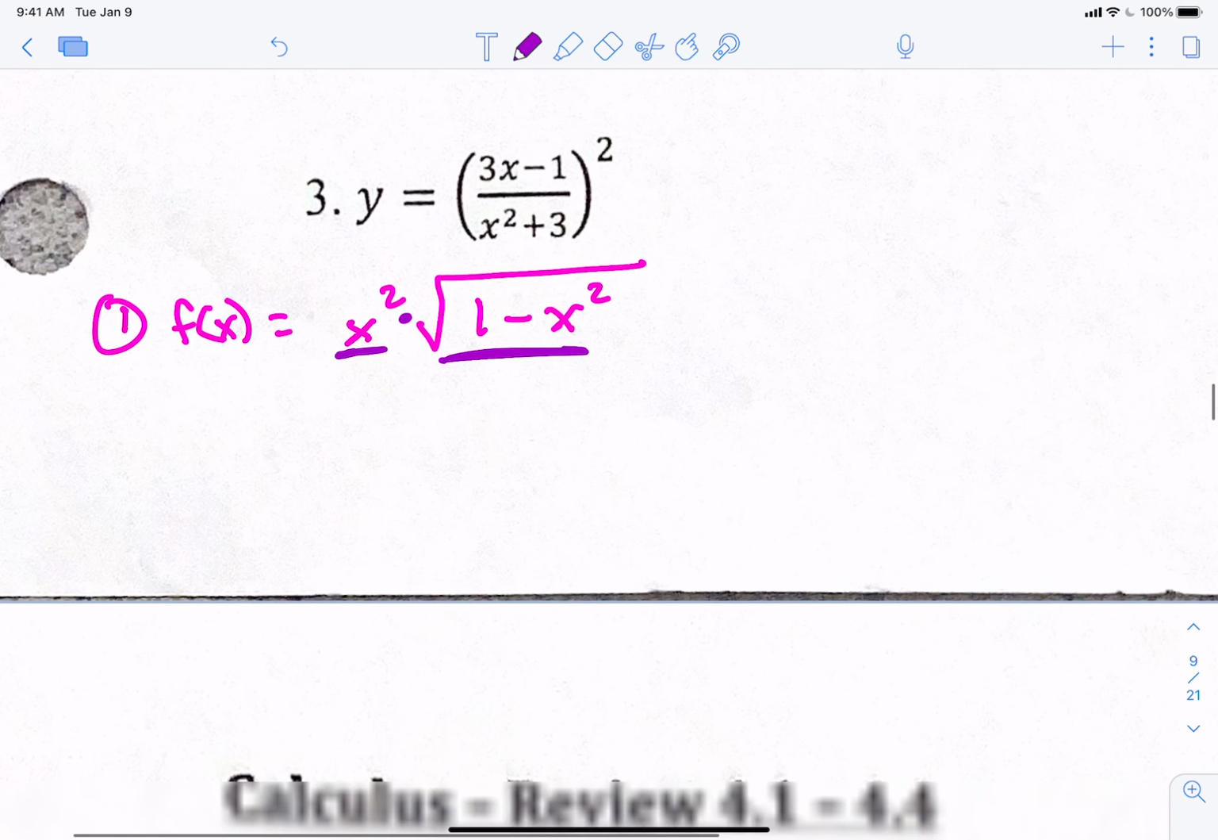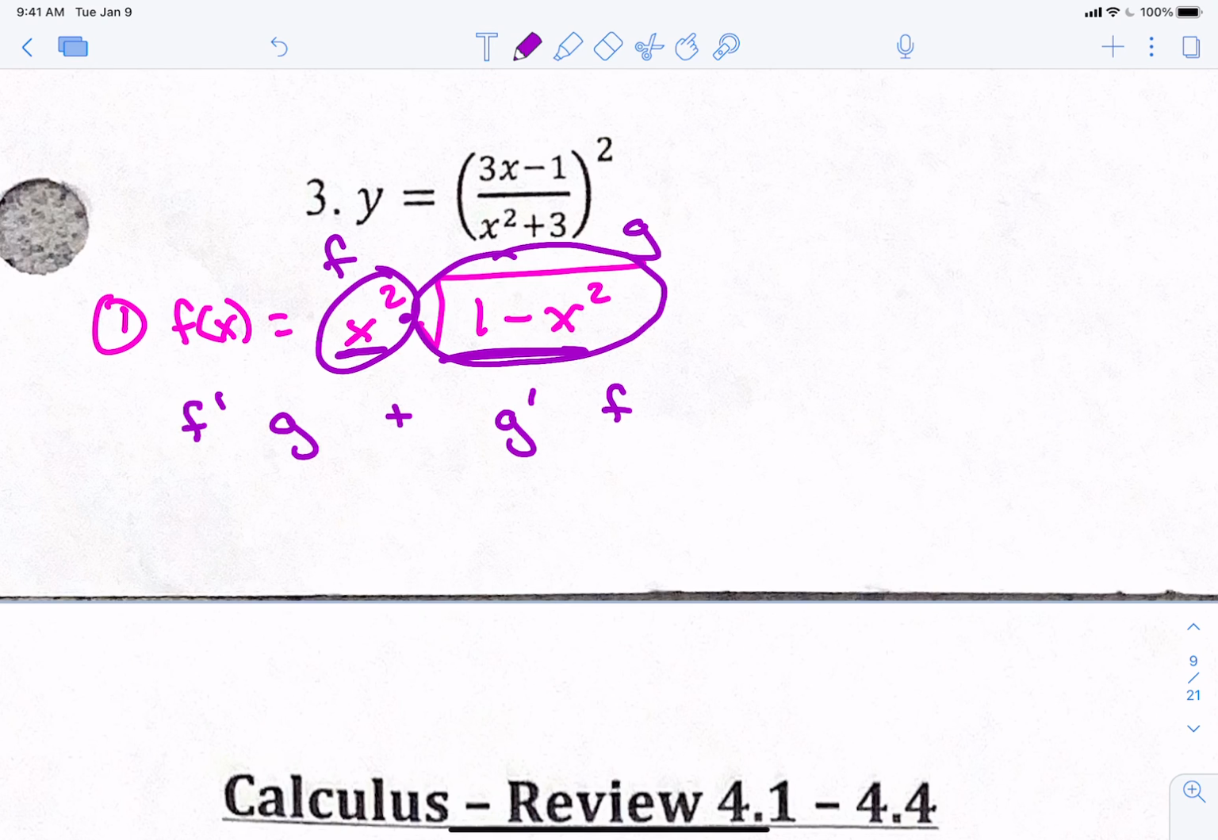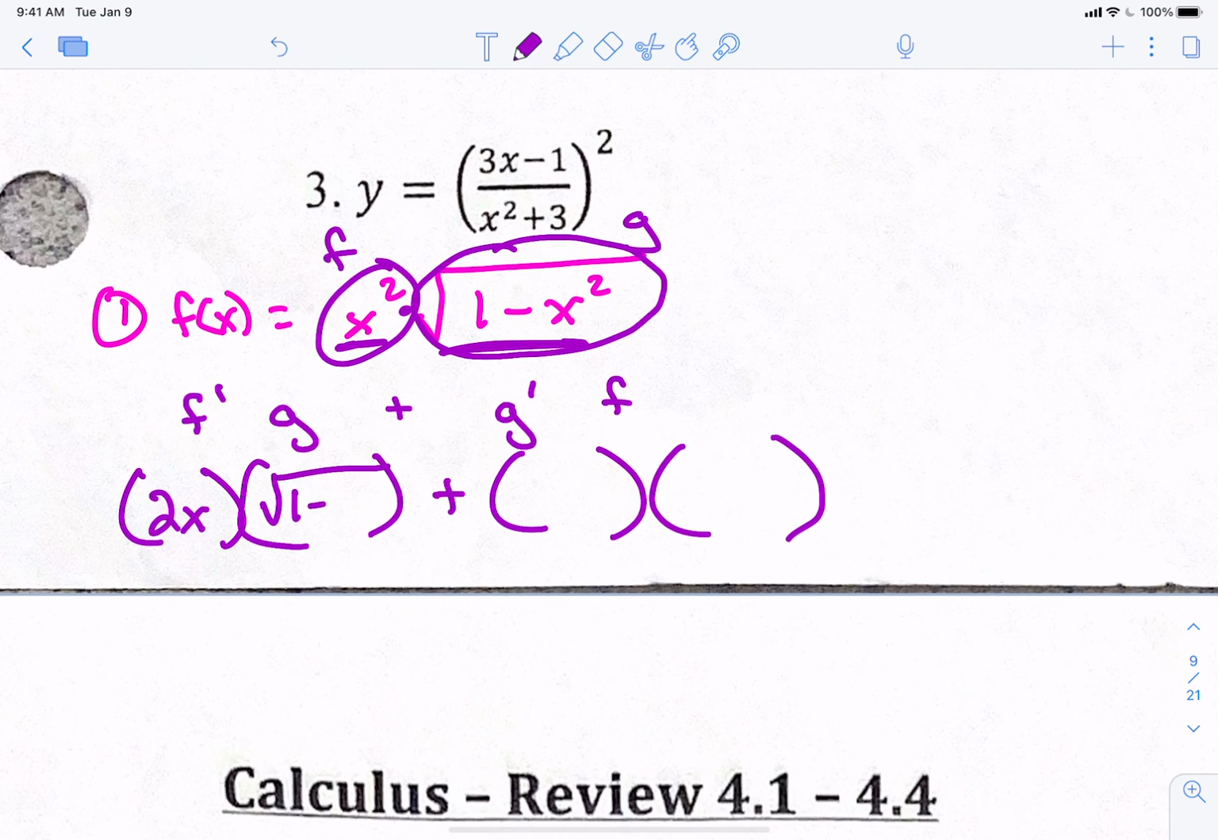So here's the deal. The product rule is f prime g plus g prime f, right? What is f in this case? x squared. x squared is my f. g is going to be this guy. So we're just going to do the pieces. f prime g plus g prime f. I've got those 4 pieces, okay? What's f prime going to be? 2x. g stays, 1 minus x squared.